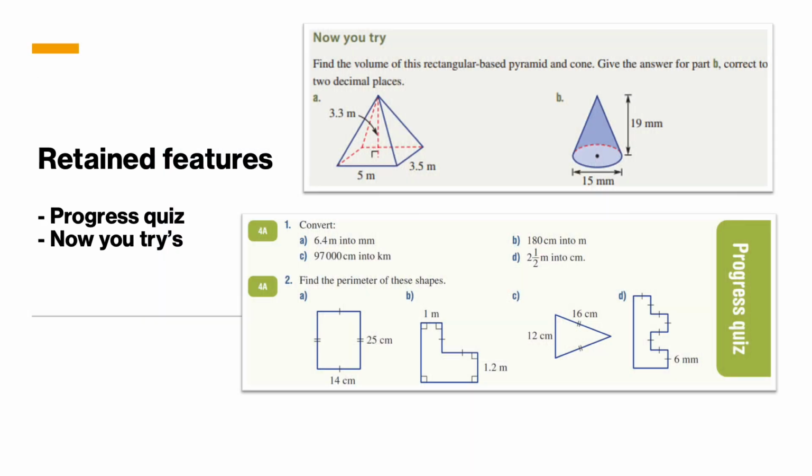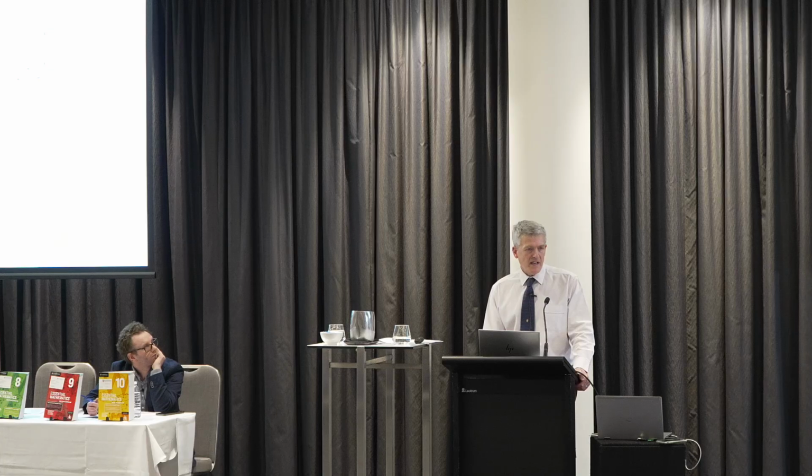situated about halfway through the chapter, which is in the print book, but it's also available as a printout or an auto-marked quiz. And also one of the things that people like are the Now You Tries, which are mirror images, if you like, of the examples after every example.